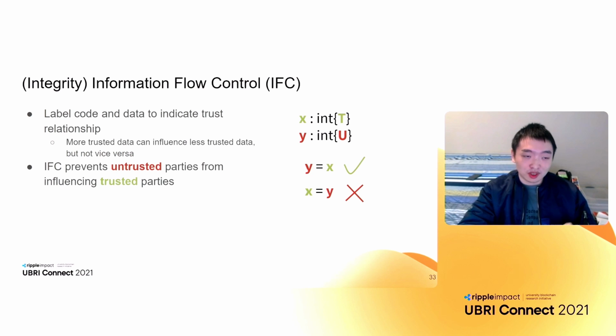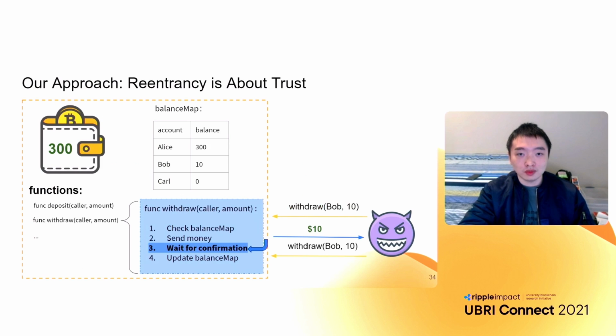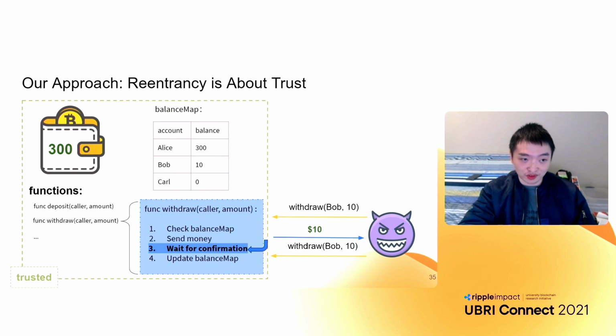In other words, IFC prevents untrusted parties from influencing trusted parties. Let's look back at the example and see how we apply information flow control to it. The wallet trusts its own data and code, so we label them as trusted. Bob, however, could behave maliciously, so we label it as untrusted.